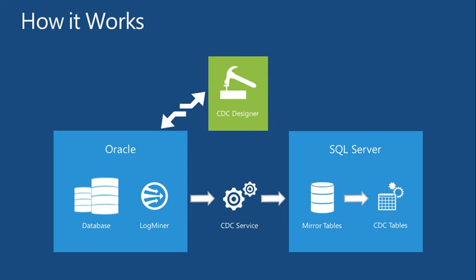The only thing you're really mirroring here is the schema, not the data, and all the change data is going to go straight into the change tables. So when SSIS is consuming these changes, it thinks it's talking to SQL Server. It doesn't need to know that the data is actually coming from Oracle underneath.